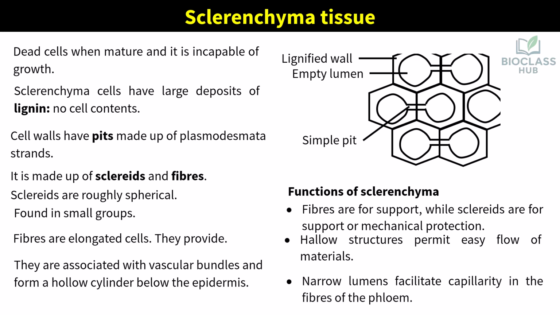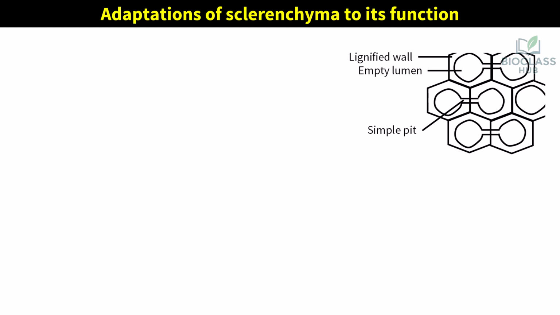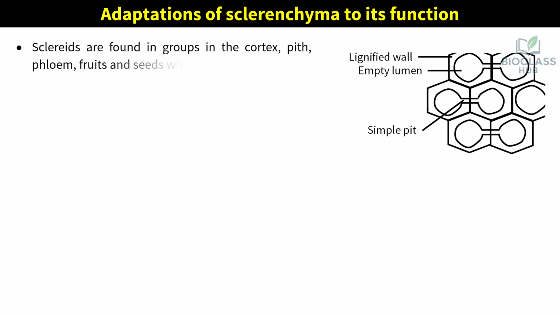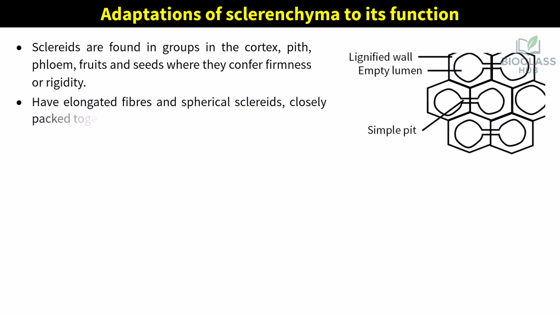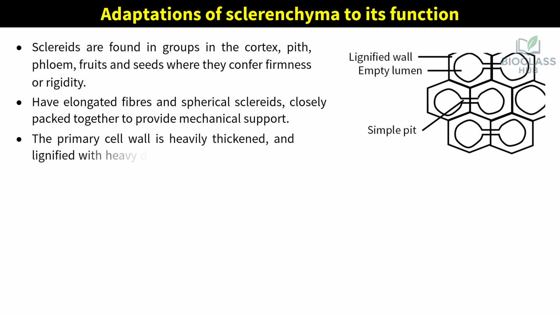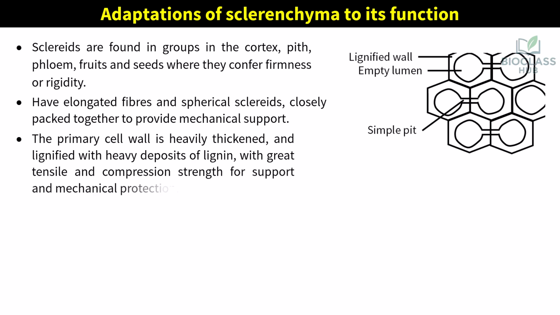Adaptations of sclerenchyma to its function. Sclerids are found in groups in the cortex, pith, phloem, fruits, and seeds, where they confer firmness or rigidity. Have elongated fibers and spherical sclerids, closely packed together to provide mechanical support. The primary cell wall is heavily thickened and lignified with heavy deposits of lignin, with great tensile and compression strength for support and mechanical protection.